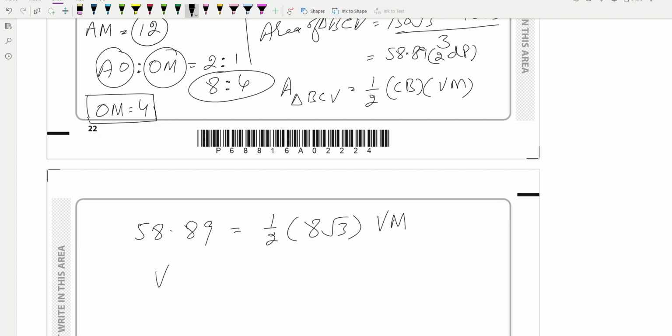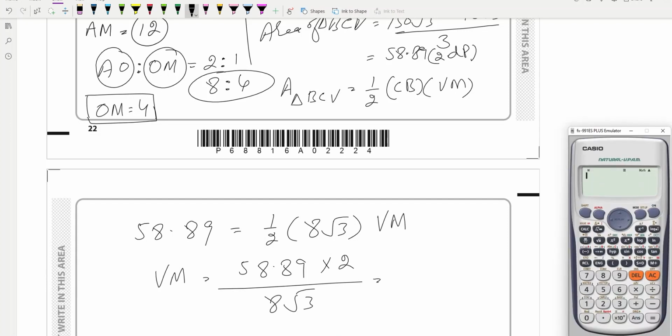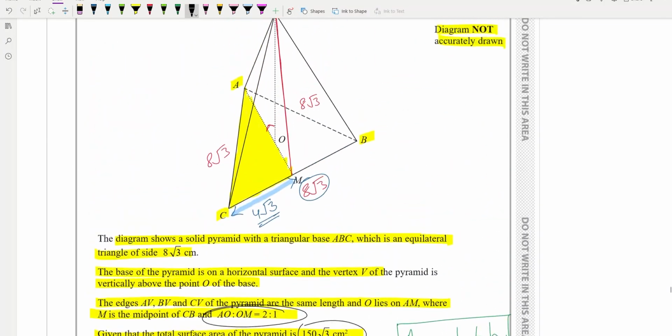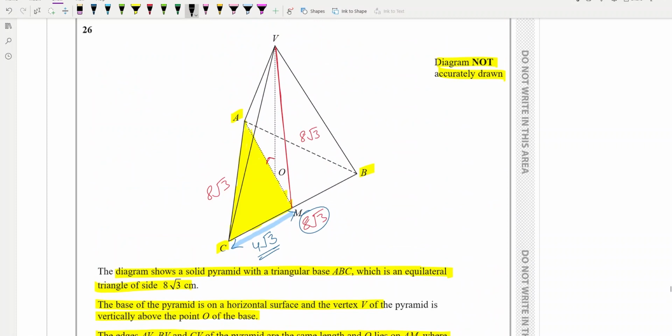So VM, we can calculate, VM will be equal to 58.89 multiplied by 2 and divided by 8 root 3. This number was already there, so this multiplied by 2 is equal to this one and divided by 8 root 3, and this is equal to 8.5. So 8.5 will be the VM value. VM is this one, which is 8.5, so we can write 8.5 here.